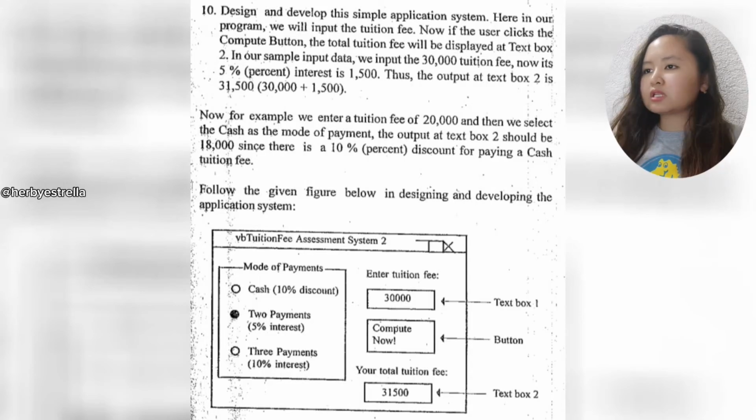31,500, 30,000 plus 1,500. Now, for example, we enter a tuition fee of 20,000 and then we select the cash as the mode of payment. The output at TextBox2 should be 18,000 since there is a 10% discount for paying a cash tuition fee. Follow the given figure below in designing and developing the application system.